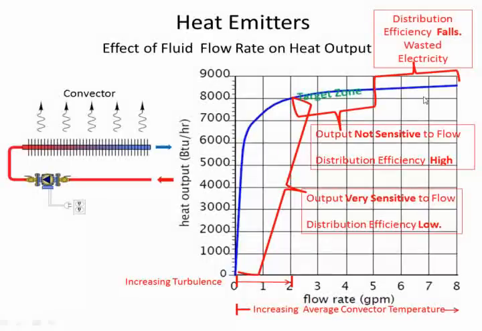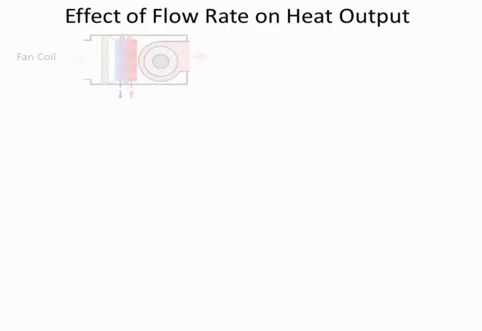So what we want as designers is we want to set flow rates on our circuits to be in the target zone of our heat emitter. Most manufacturers will publish where that is on their equipment for whether it's a coil, an air handler, or a heat emitter of some sort like a convector, and that's really the sweet spot.